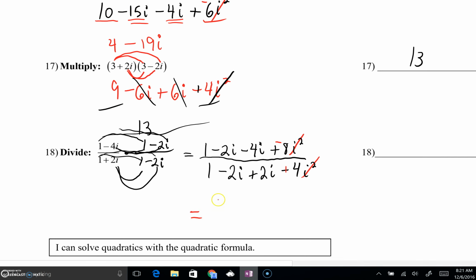So up on top, we're going to have a 1 and a negative 8. This adds to negative 7. Negative 2i and minus 4i add to negative 6i. Down below, your negative 2i and plus 2i will cancel. And then down below is 1 plus 4, that's just a 5. Now you really should separate this as two different fractions. Write that as negative 7/5 minus 6i all over 5.